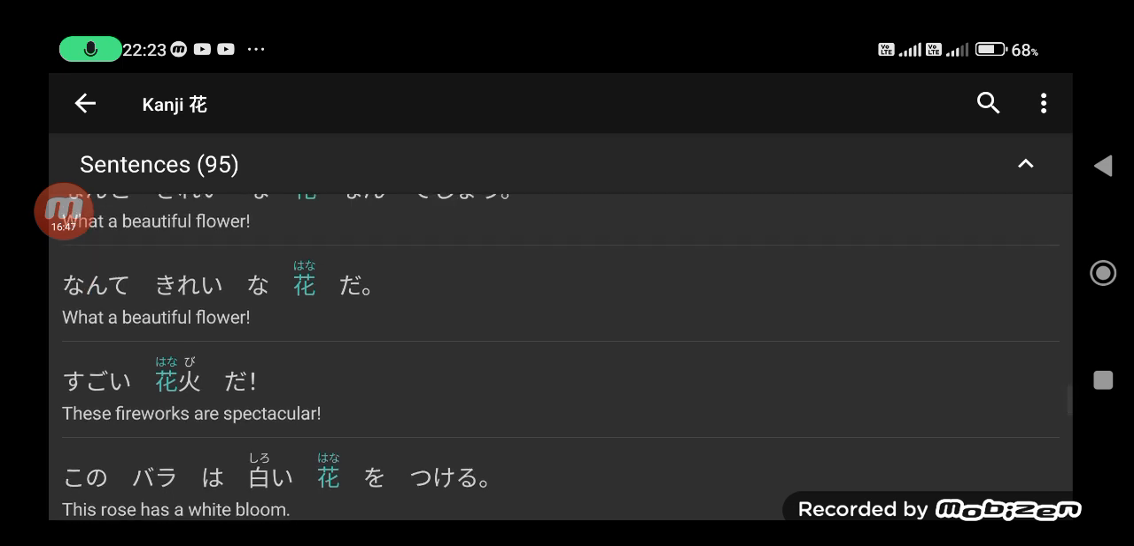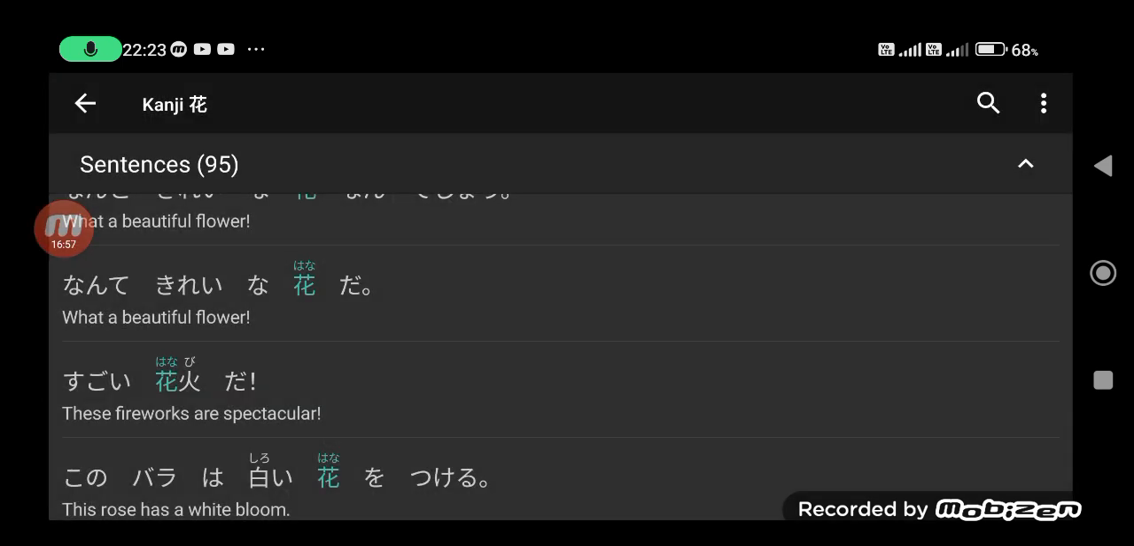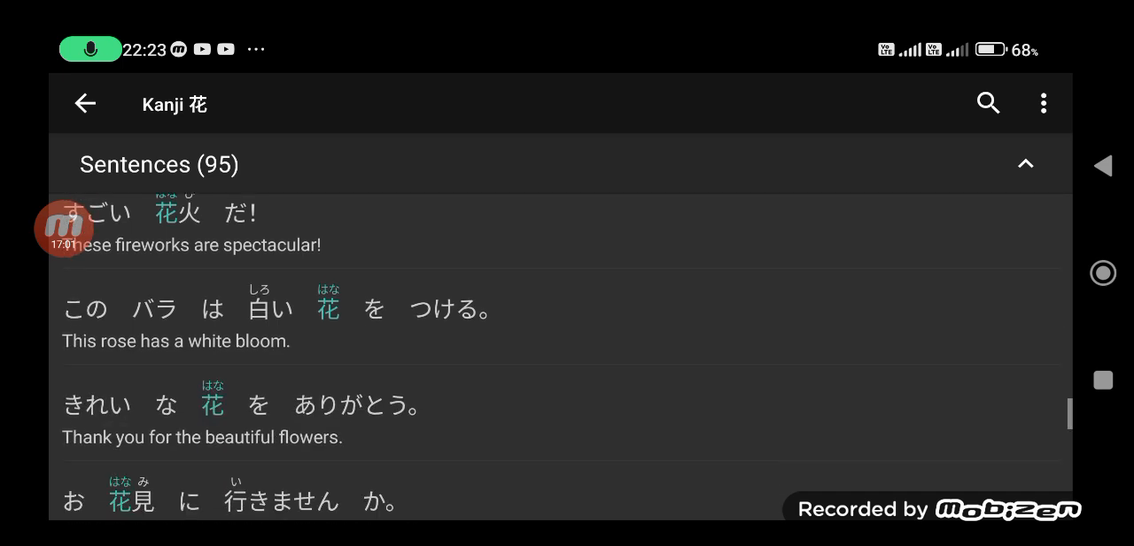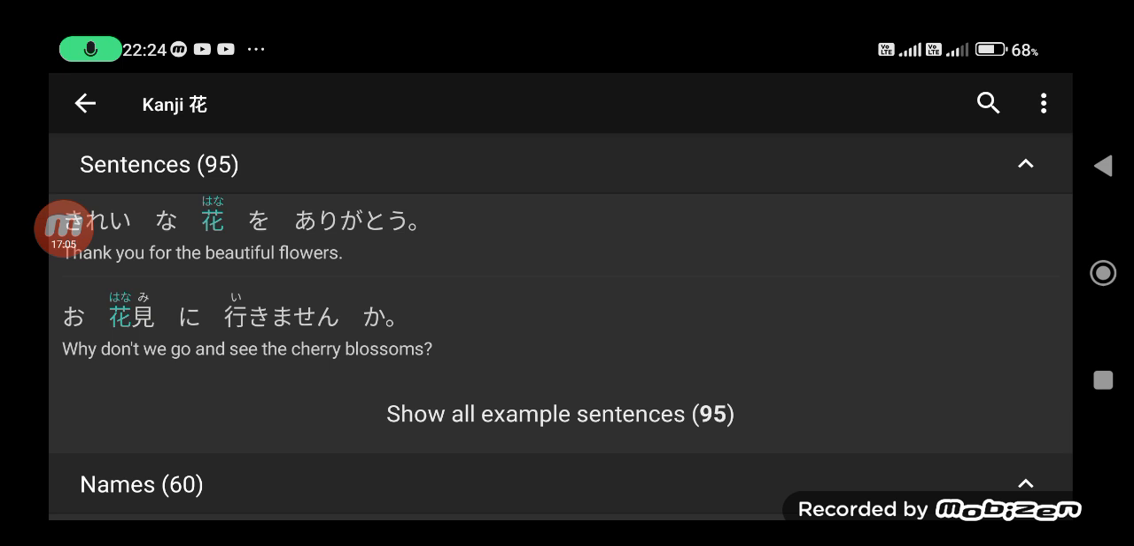That is an interjection of being surprised, either in a positive or negative way. Sugoi hanabi da. すごい花火だ. These fireworks are spectacular. Okay, why don't we go and see the cherry blossoms? O hanami ni ikimasen ka?